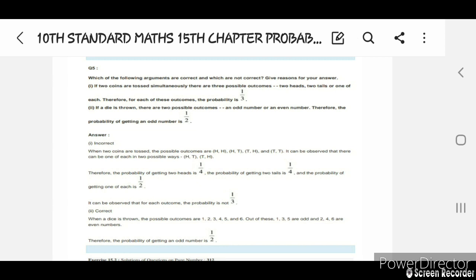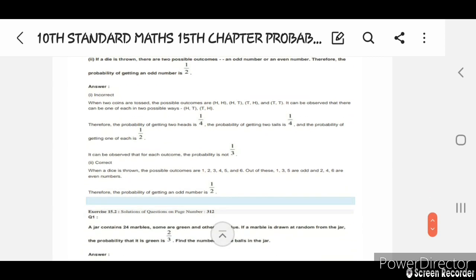Next, the second question is correct because when the die is thrown, the possible outcomes are 1, 2, 3, 4, 5, 6. Out of these, 1, 3, 5 are odd and 2, 4, 6 are even. So if you do 3 by 6, you will get 1 by 2. The total number of outcomes is 6. So therefore the probability of getting an odd number is 1 by 2.